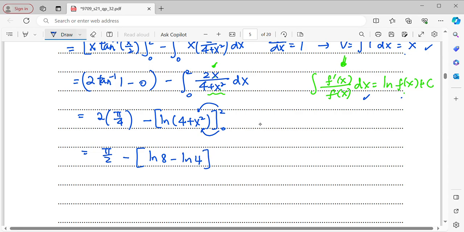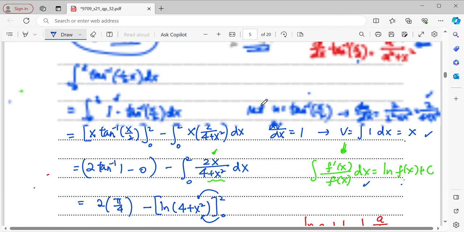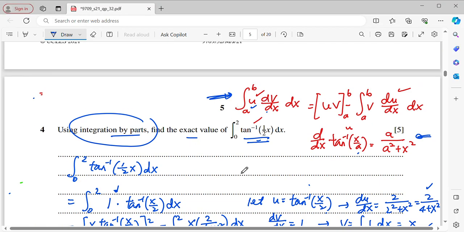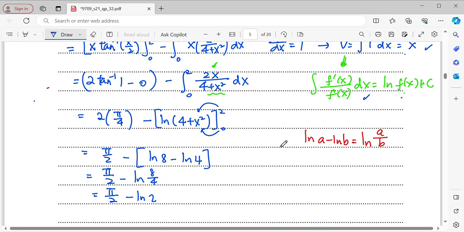So now, since we have 2 ln here, I have to simplify using another formula, which is ln A minus ln B is going to be ln of A divided by B. Okay, then you will be getting pi over 2 minus ln of 8 divided by 4. Then at last you will be getting pi over 2 minus ln 2. So that is the exact value of the whole integration.